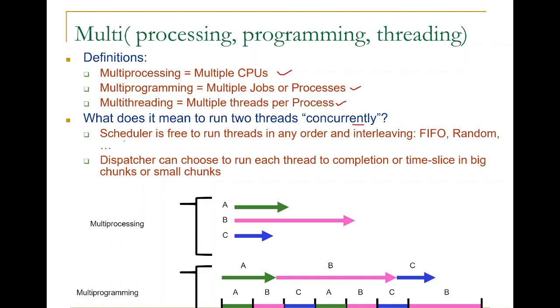All right. The scheduler is free to run threads in any order and interleaving, which means you have first in, first out, or a random way of arranging threads in different ways. So it means 2 threads are running together. For example, we have multiprocessing where we have 1, and then we have 1, 2, 3. These are different threads running together. The dispatcher can choose to run each thread to completion or time slice in big chunks or small chunks. That's left for the dispatcher.